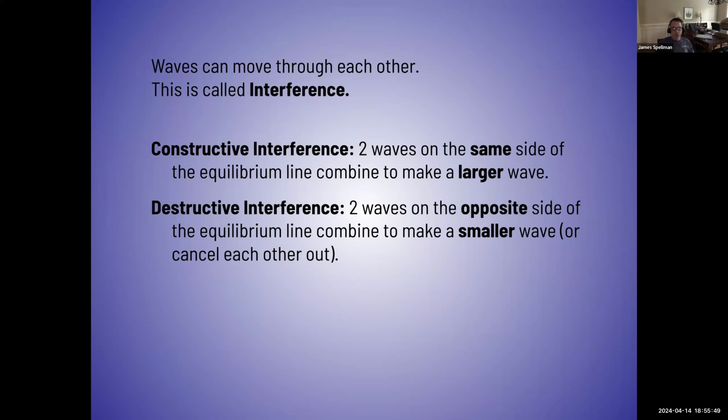But in general, constructive, as the word tends to say, is a building thing. So this would be if you have two waves on the same side of equilibrium that make a larger wave. I'll show you an illustration of this in just a second. Destructive is the opposite. That's when you have a wave on one side of equilibrium and a wave on the other side, and when they hit each other, they effectively cancel each other out.